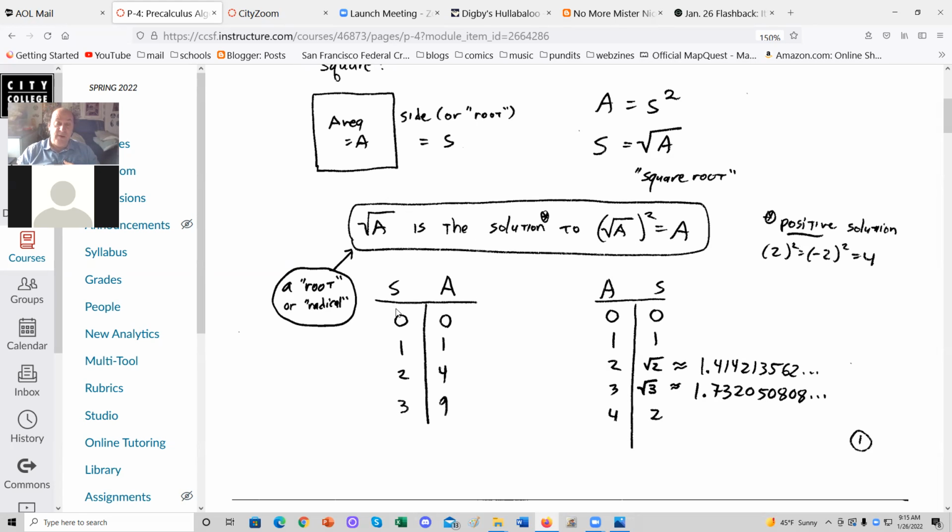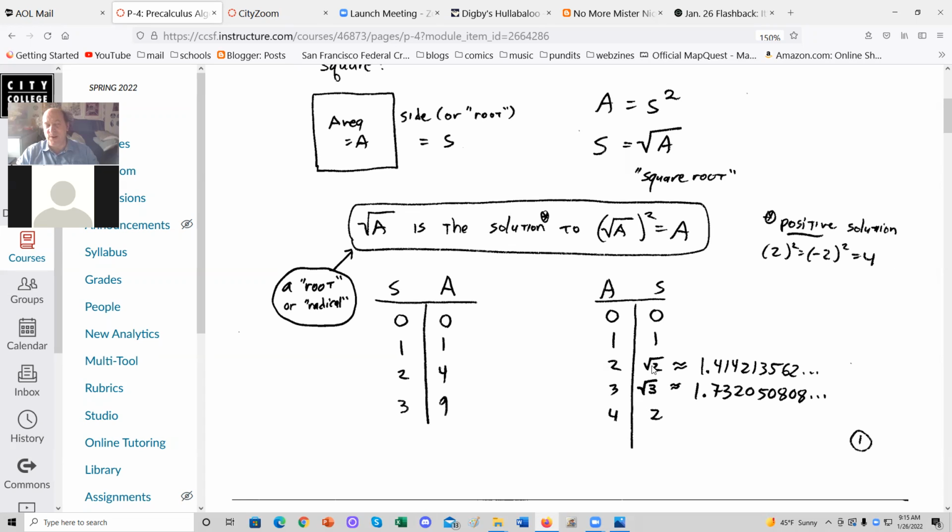So for example, given S being 0, 1, 2, or 3, A is 0, 1, 4, or 9. Now, if you run that backwards, if A is 0, S has to be 0. If A is 1, S has to be 1. If A is 4, S has to be 2. But if A is 2, S is something called the square root of 2. If A is 3, S is the square root of 3.